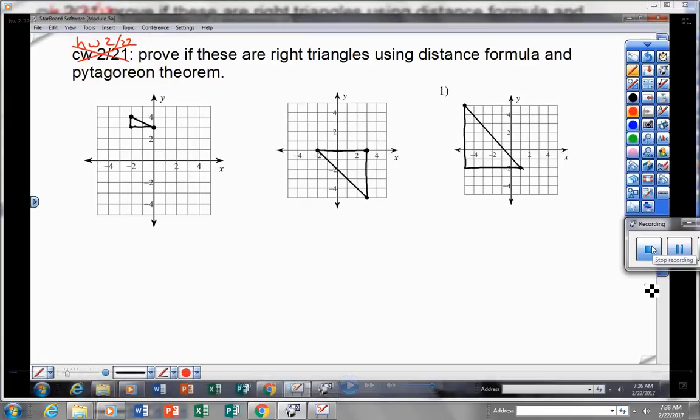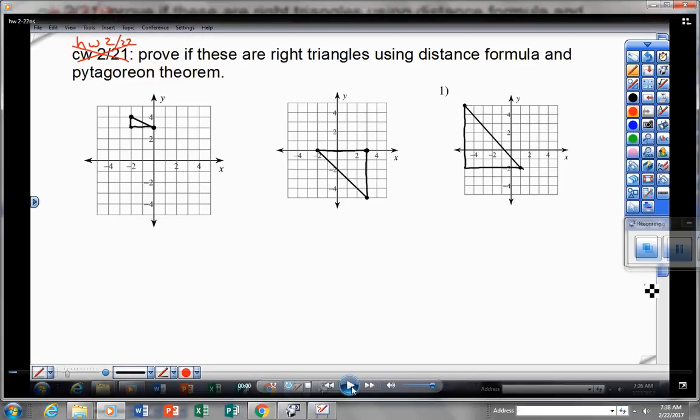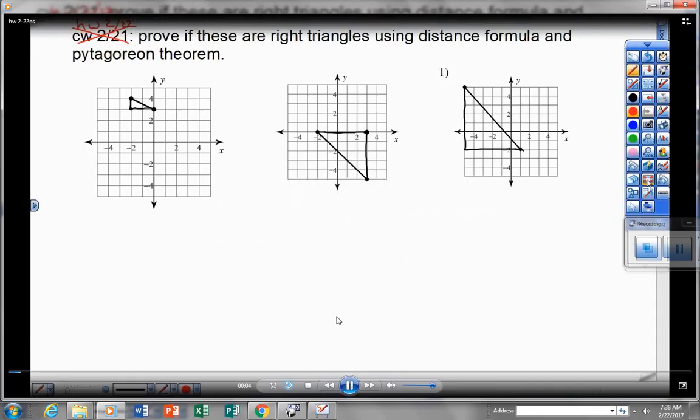Okay, for today's homework, I'm going to have you get the 3 points from these triangles. I'm going to have you use a distance formula for all 3 sides, and then I'll have you plug the sides into the Pythagorean theorem. So here we go. First problem, those points for that triangle.